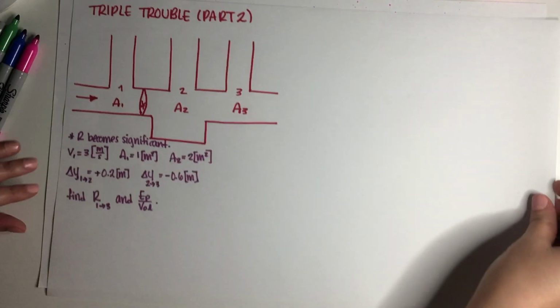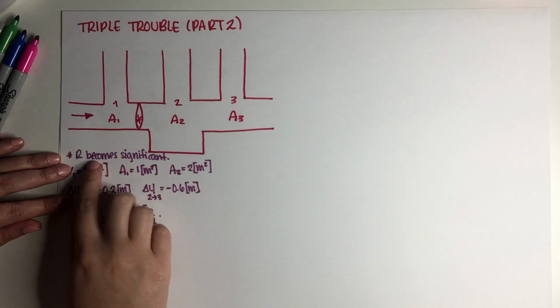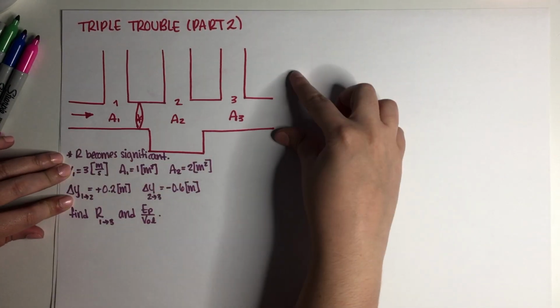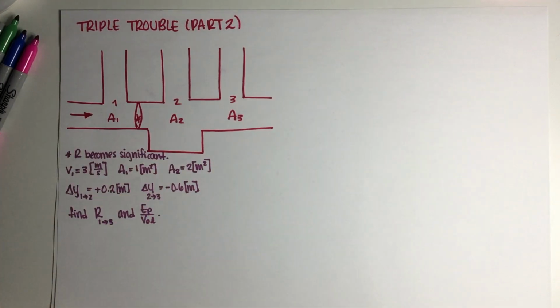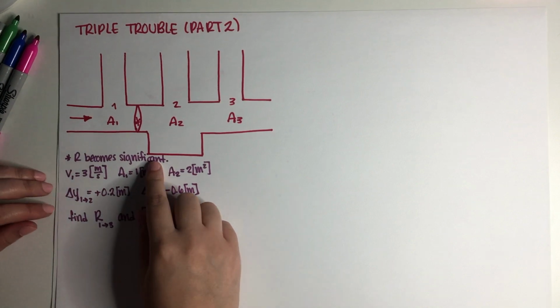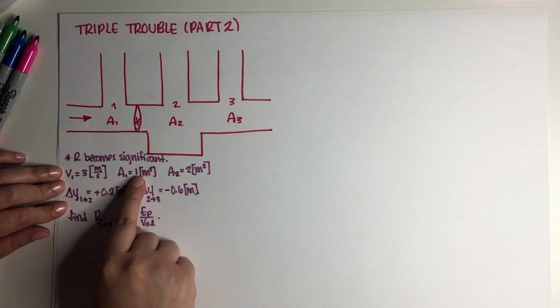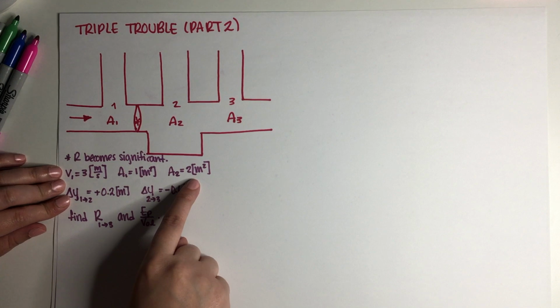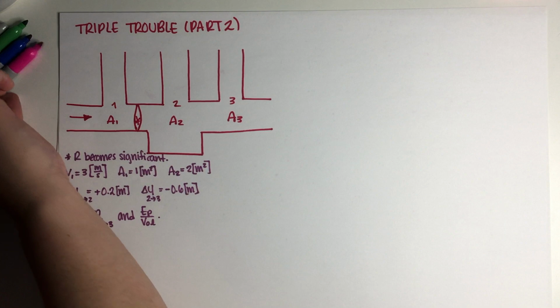The second part says, the pipe system described above gets clogged, so resistance becomes significant. So now we actually have some resistance over here in the horizontal pipe, and it is uniform throughout the pipe. Assume the speed of the fluid in region 1 is 3 meters per second, that area 1 is 1 meter squared, area 2 is 2 meters squared. The water level increase from standpipe 1 to 2 is 0.2 meters.